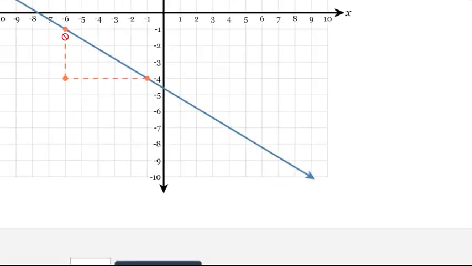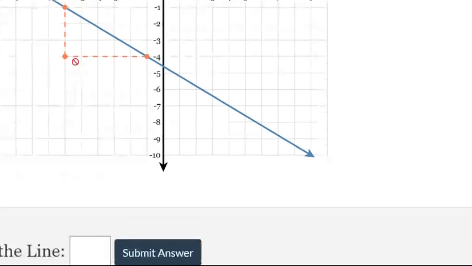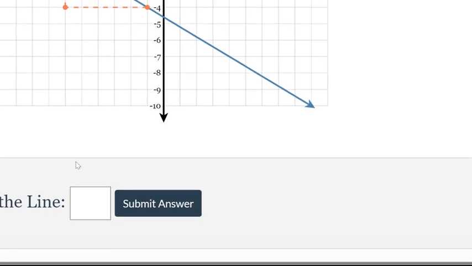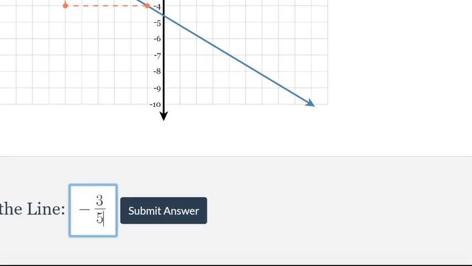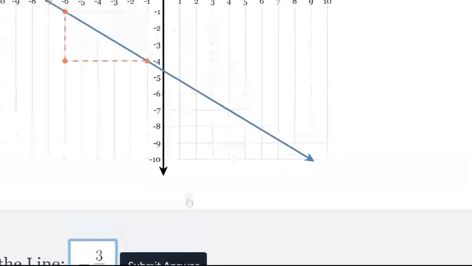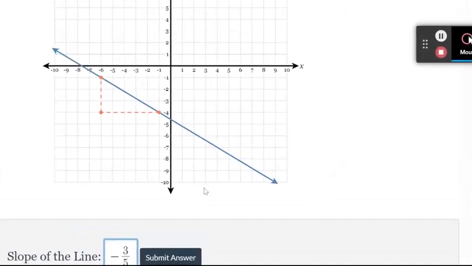So I'm rising 1, 2, 3, but I'm going down. So it's a rise down. And then a run of 1, 2, 3, 4, 5 boxes. So I'm just literally counting boxes there. And so the slope of this line, I go ahead and enter it as -3/5. You submit that, you should get a green check mark, and you're good to go on slope. All right.